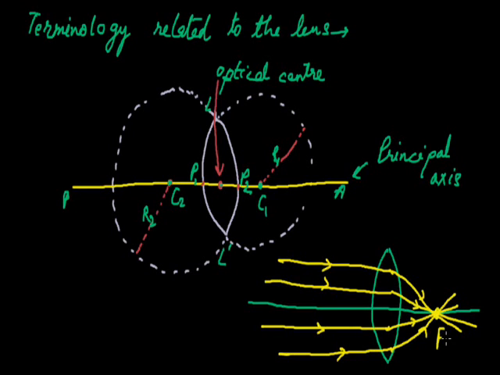This is an actual point. Here the rays actually meet after the refraction process through the lens. As the focus is observed on the principal axis, that's why it is called the principal focus.